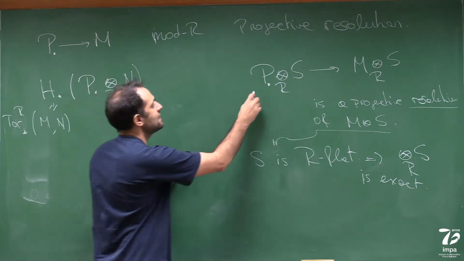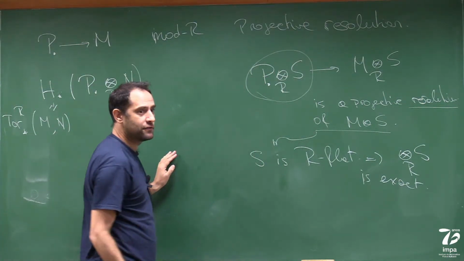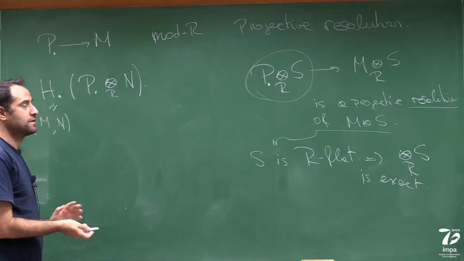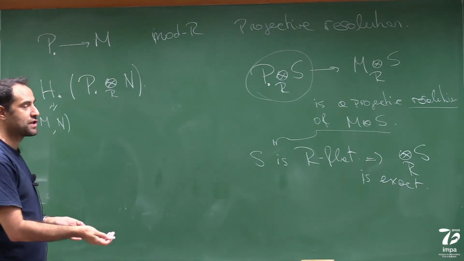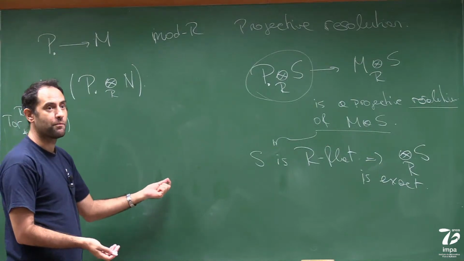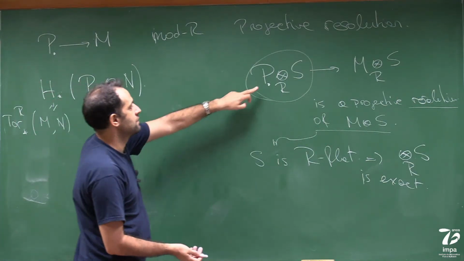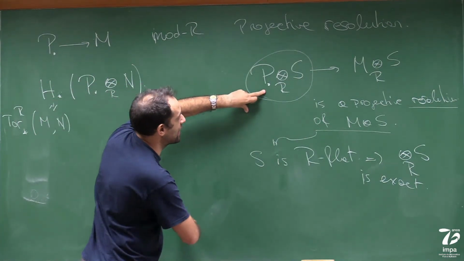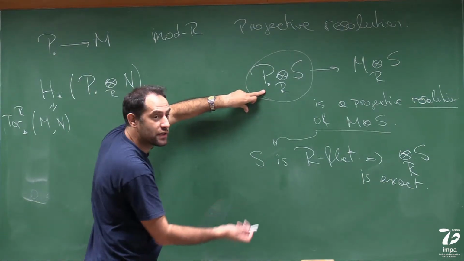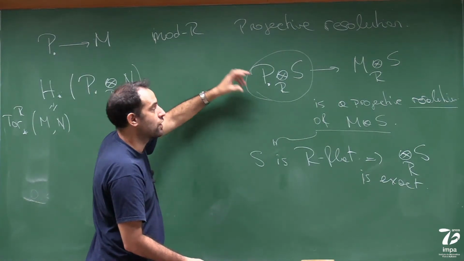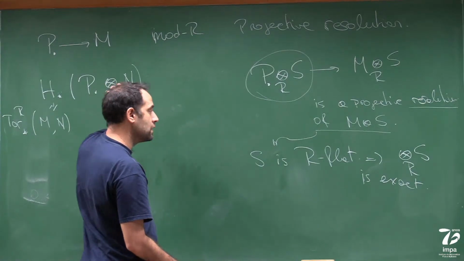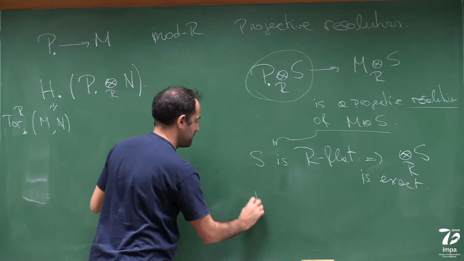And now why are these guys projective? Well, same thing. If you have any surjection and a lifting from P, then now I'm looking for a surjection at the level of S modules, just tensor that surjection over S, and you're going to get the same thing. So these guys are projective.